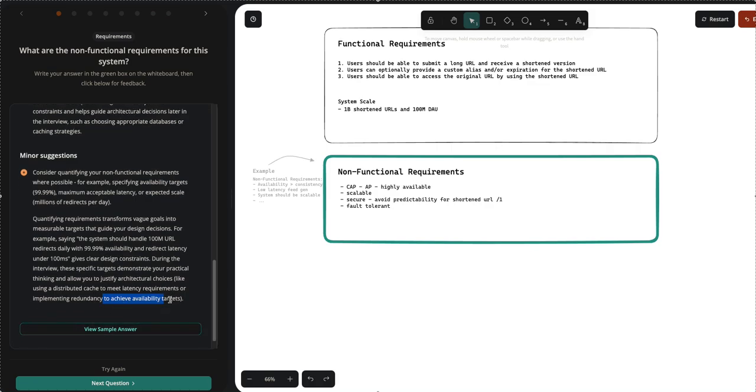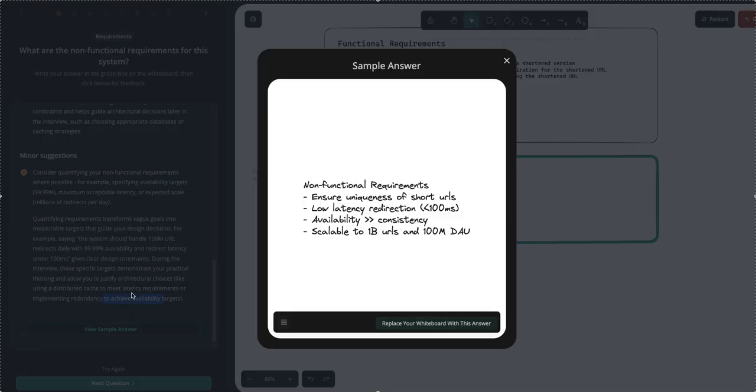Okay. Non-functional requirements: ensure uniqueness of short links; low latency, redirection should take less than 100 milliseconds; availability is more important here than consistency; and scalable to 1 billion URLs and 100 million daily active users.